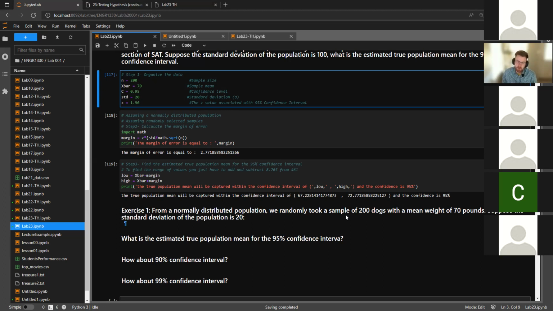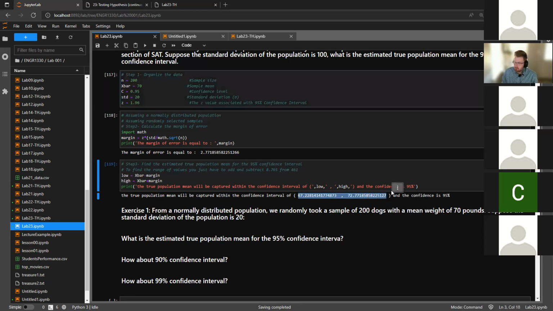Okay. I want to be able to say with 95% confidence that the average weight of all dogs in Lubbock is in some region. So what's that region? Well, it's this. The true value of the weight of all dogs in Lubbock is between 72.7 pounds and 76.2 pounds, and I'm 95% confident of that. Okay.